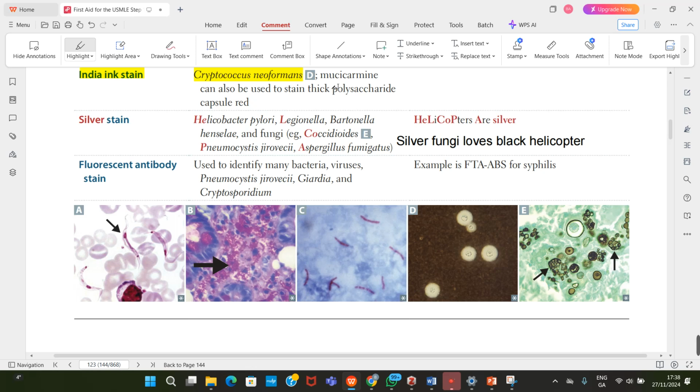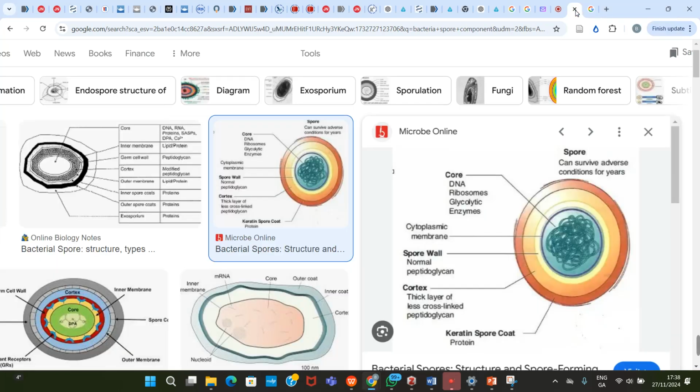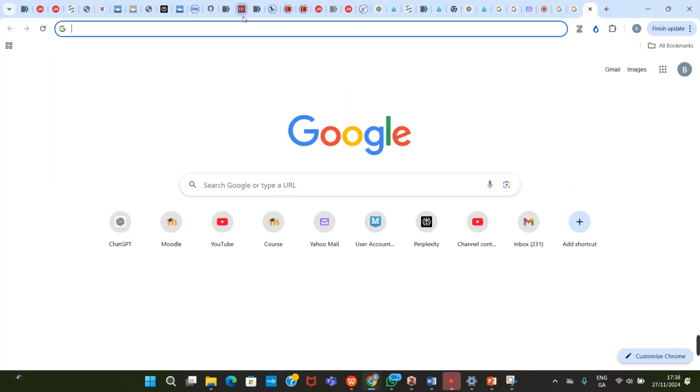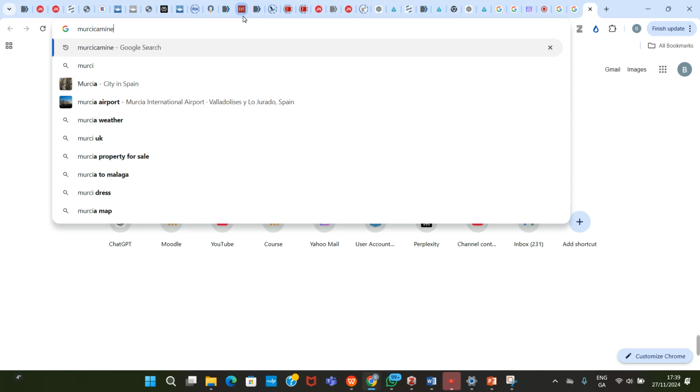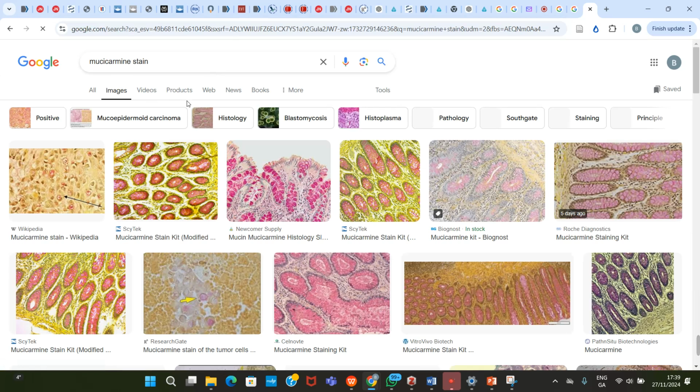We can also use a stain that we call the mucicarmine stain. That one also helps to stain the thick capsule of the organism. I think I have a picture here, I probably have to search for it again. Mucicarmine stain for Cryptococcus looks reddish.